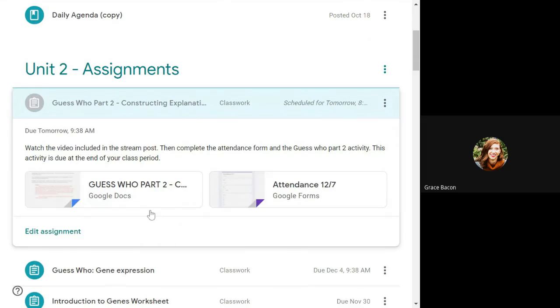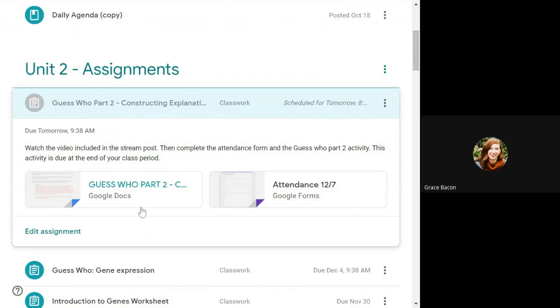But before you do that, you need to fill out the attendance form. That's the only way for you to get marked present for today. You can't go back and fill it out later. You have to fill it out during class time in order to be marked present. It's real simple. It's just your name, period, and the date. So you just click on that and hit submit. And then after that, you'll work on this Guess Who Part 2 activity.